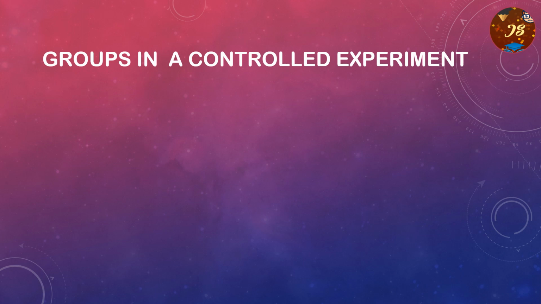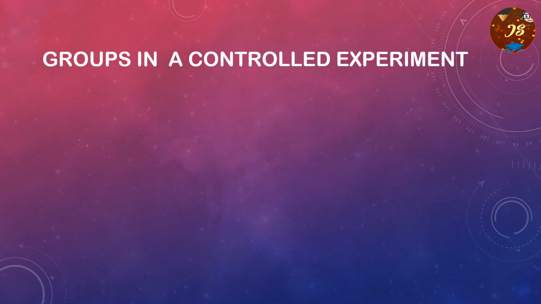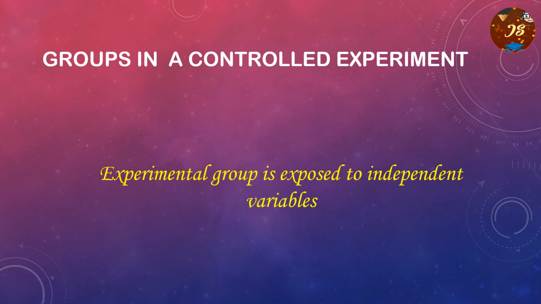Now, what are the groups in a controlled experiment? There are two groups. One is the control group and the next one is the experimental group. So two groups and three variables. The control group is a comparison group, that means the group with which we are going to compare the experimental group. Now the experimental group is exposed to the independent variable. In this example, it is the drug.